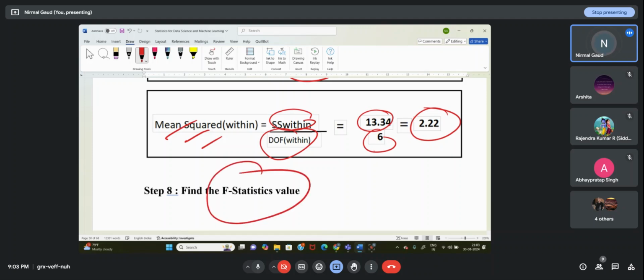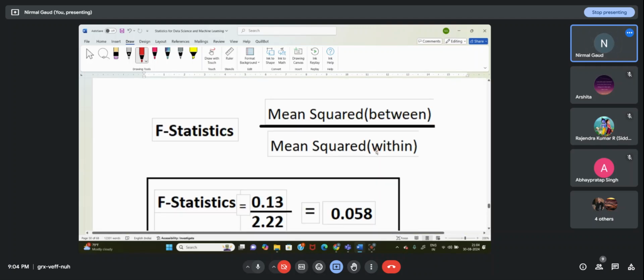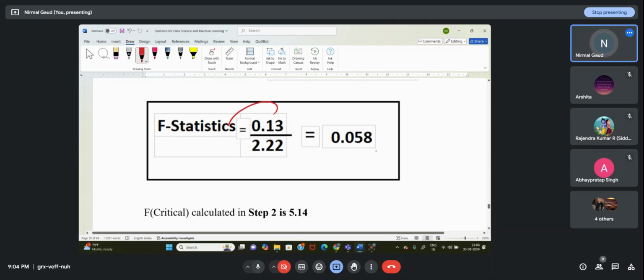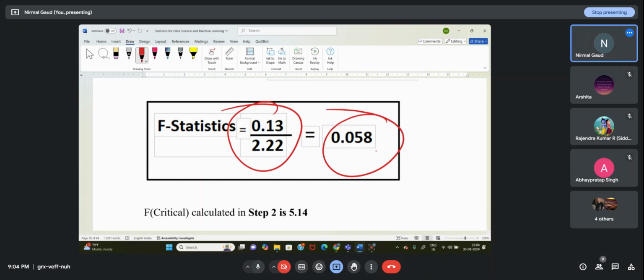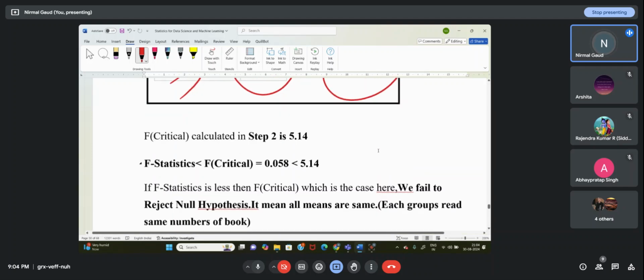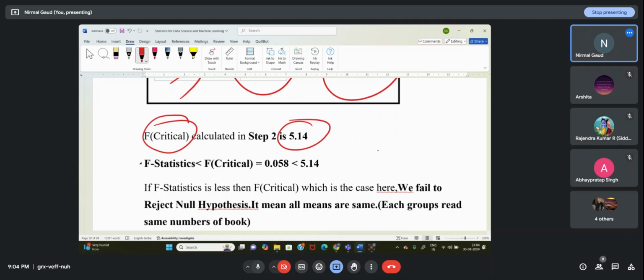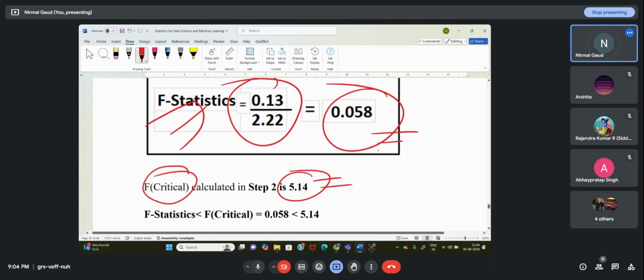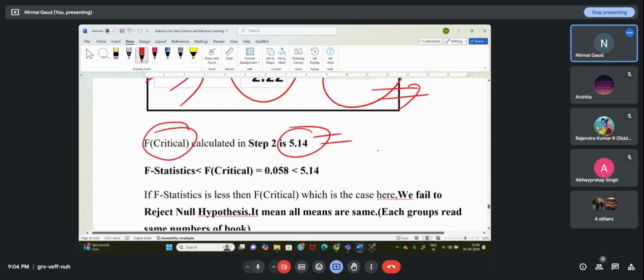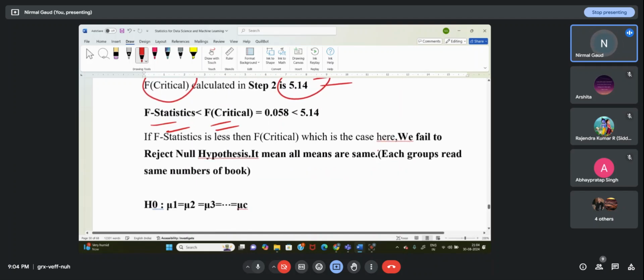Then you have to find the F statistic value, that is the ratio of these two, that is 0.13 divided by 2.22, the answer is 0.058. This is the F statistic. Okay, and the critical value we have already seen from the table, that is 5.14. The critical value is greater than this value, 0.058. So the F statistic is less than the critical value.